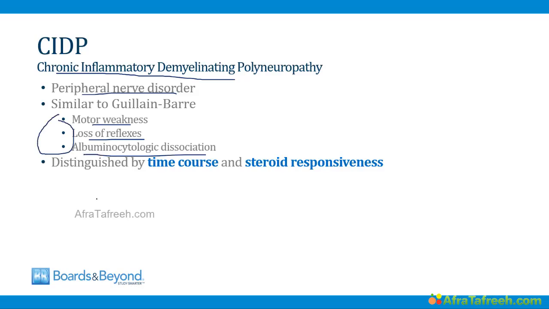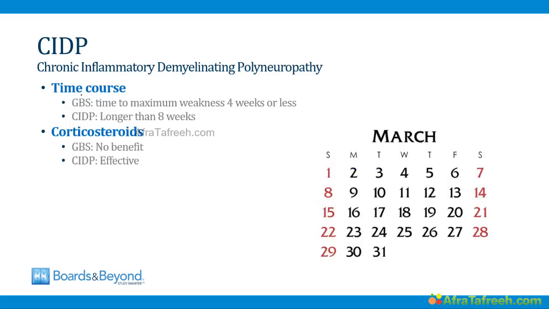The main distinguishing feature of CIDP is that it has a different time course from Guillain-Barré, and steroids work in CIDP. In terms of time course, in Guillain-Barré, the time from the onset of symptoms to the maximum weakness is usually 4 weeks or less. Guillain-Barré syndrome is a relatively rapidly progressive disorder.